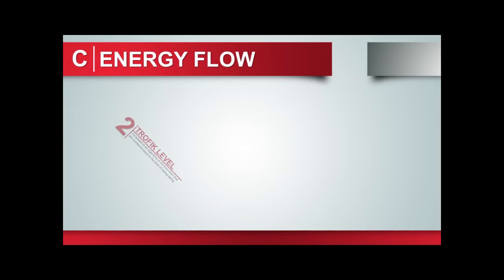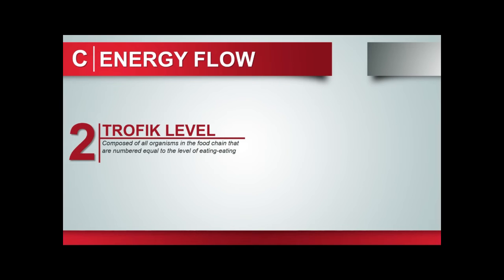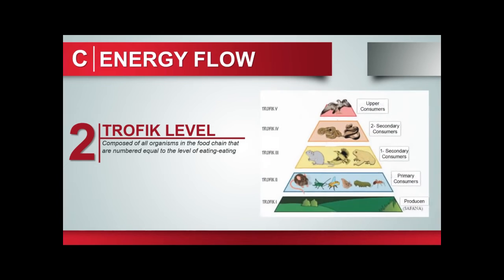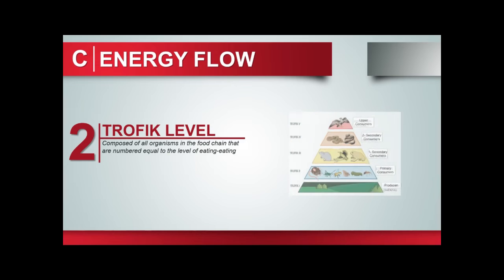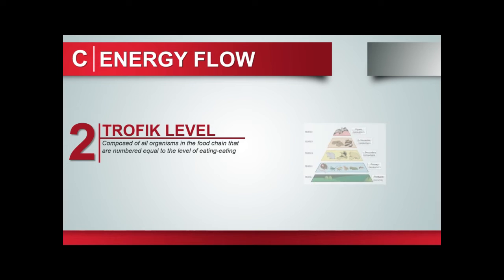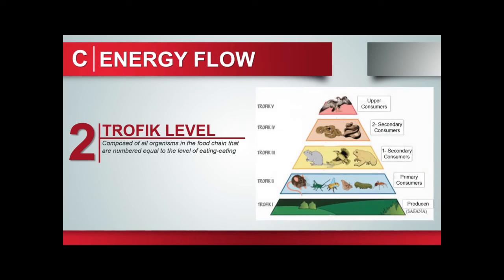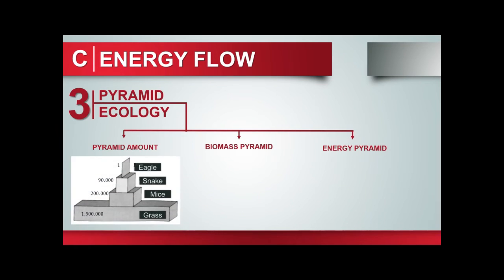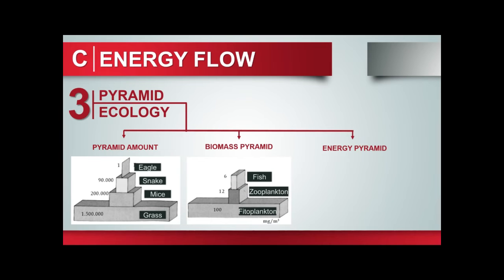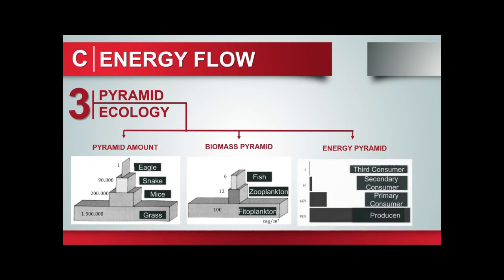Second is trophic level. This is composed of all organisms in the food chain that are numbered according to the level of eating. The first trophic level is producer, the second trophic level is primary consumer, the third trophic level is first secondary consumer, the fourth is second secondary consumer, and the upper is upper consumer. Third is ecological pyramid, divided into three. The first is the pyramid of numbers, the second is the biomass pyramid, and the third is the energy pyramid.